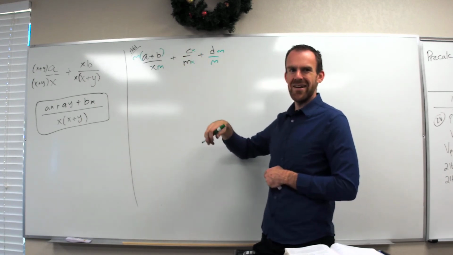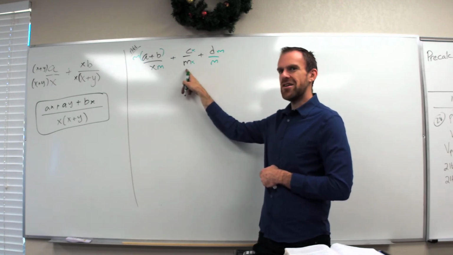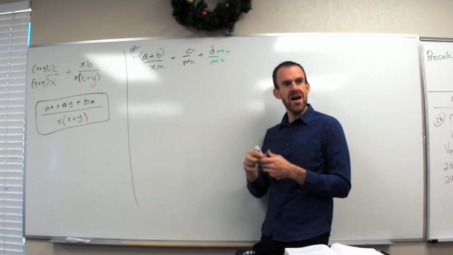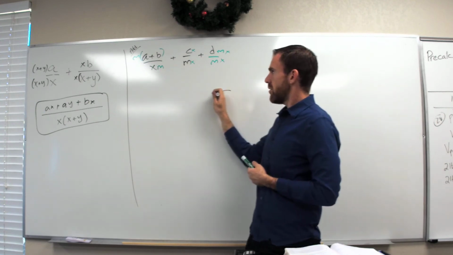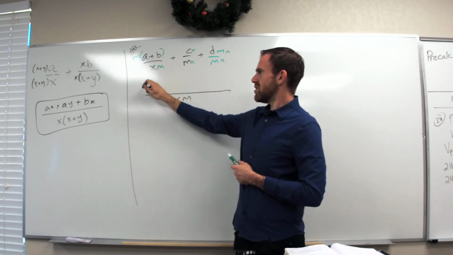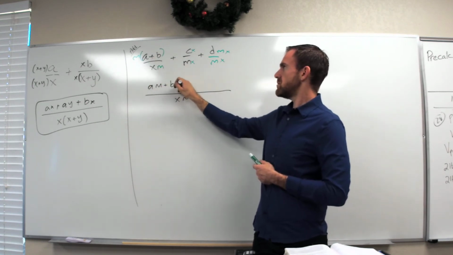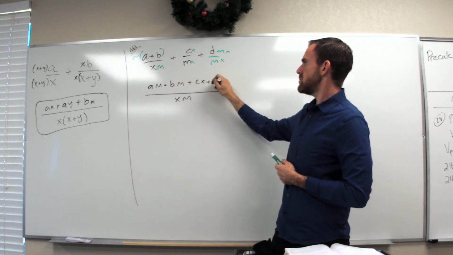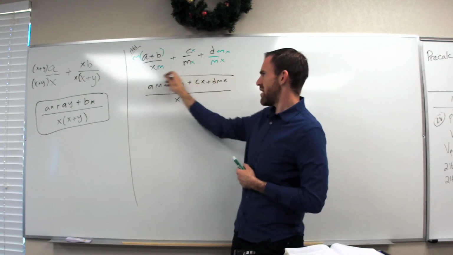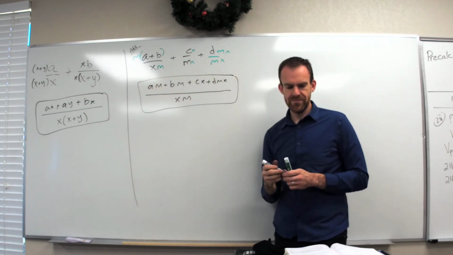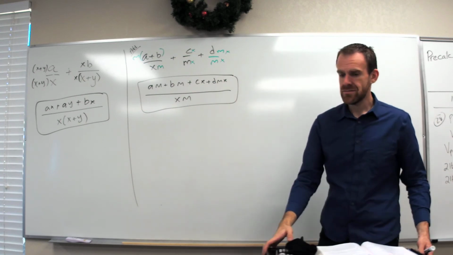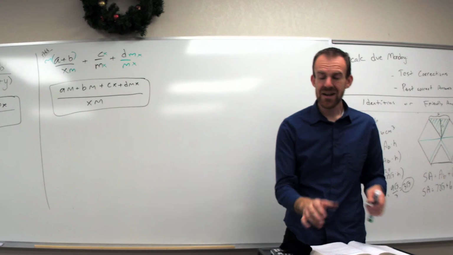So our least common denominator is mx. So each term must have mx on the bottom. So overall, we have xm on the bottom. Then I multiply these out. There are no like terms. There's no collections of the same letters. So that's it. Sound like a plan?